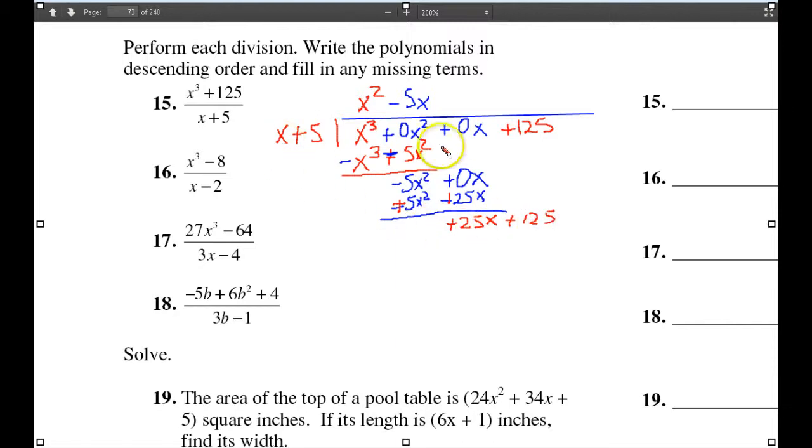Now x goes into there 25 times. X times this is a positive 25x. This times this is a positive 125. And we change our signs, and there's no remainder. All right, so the key to this is that, interestingly, this is the sum of perfect cubes and actually factors into these two factors.